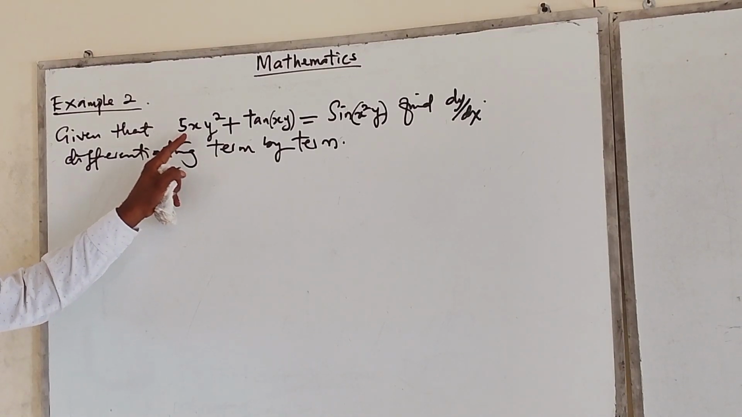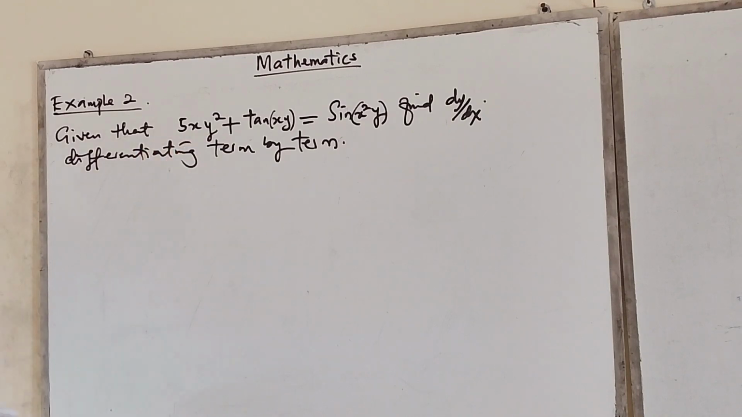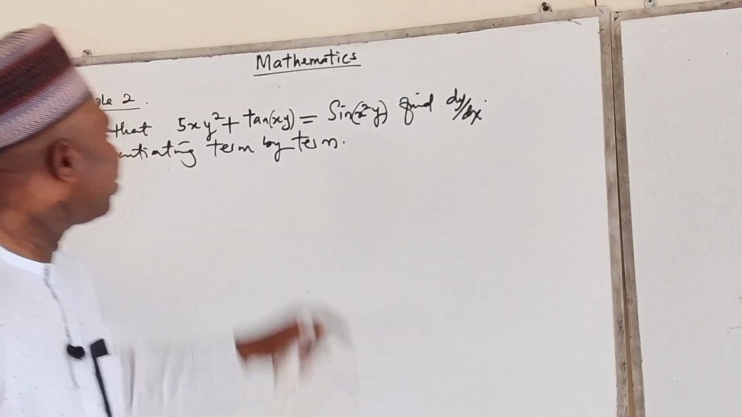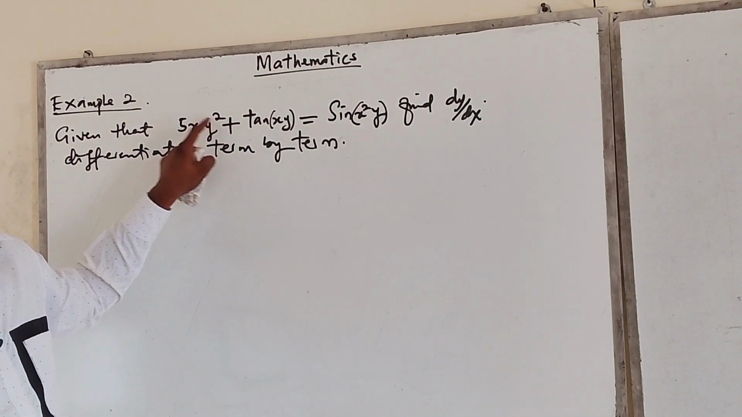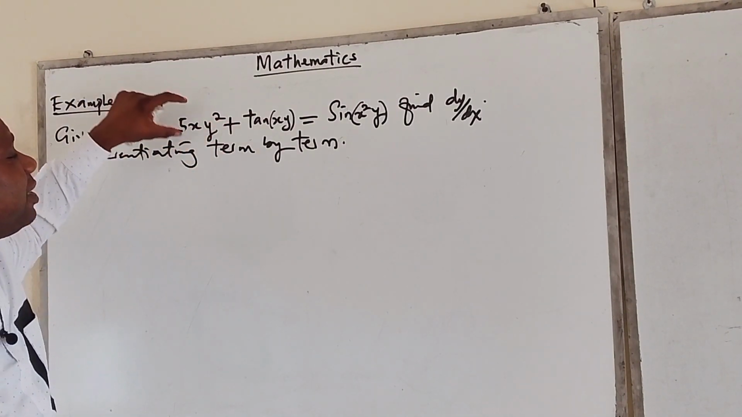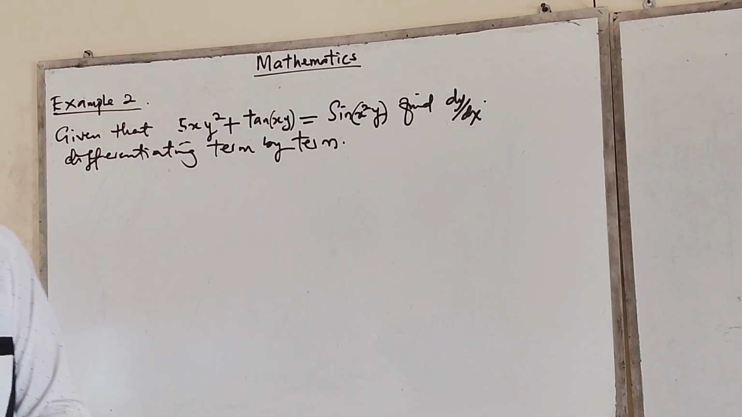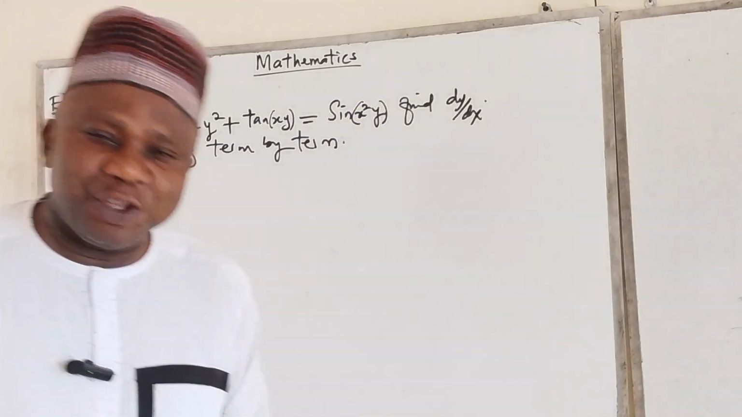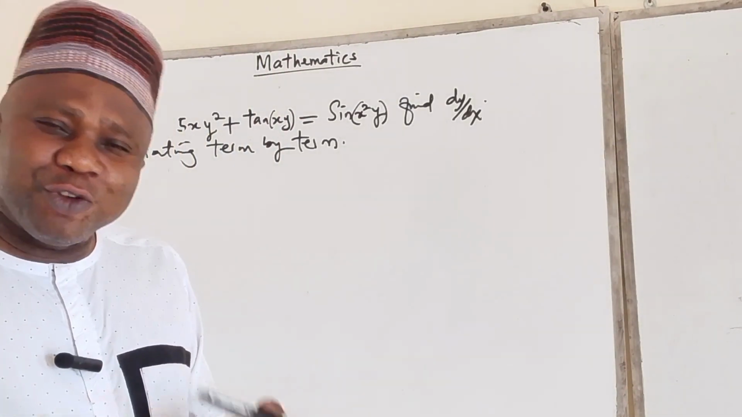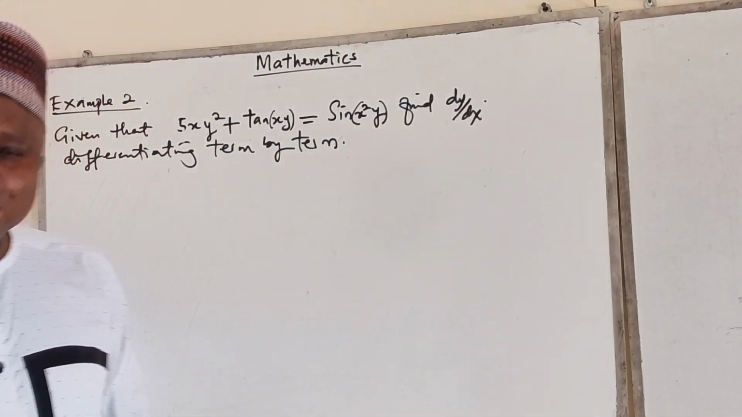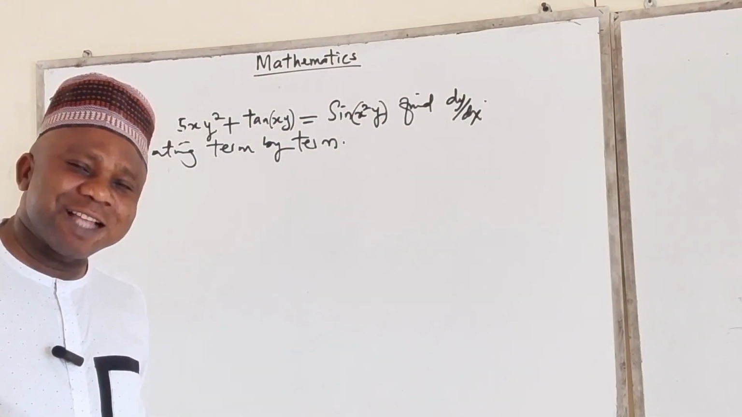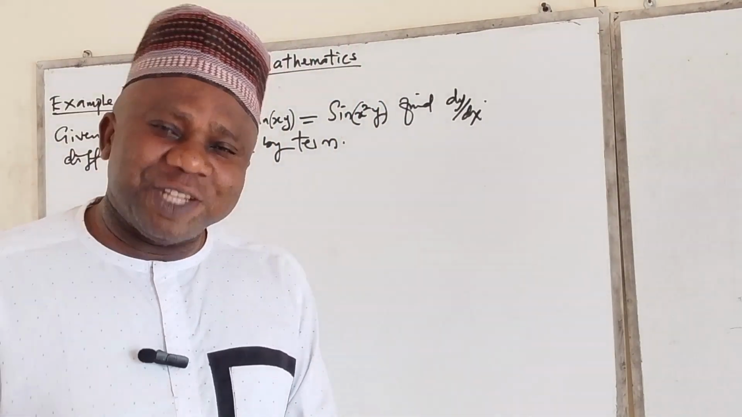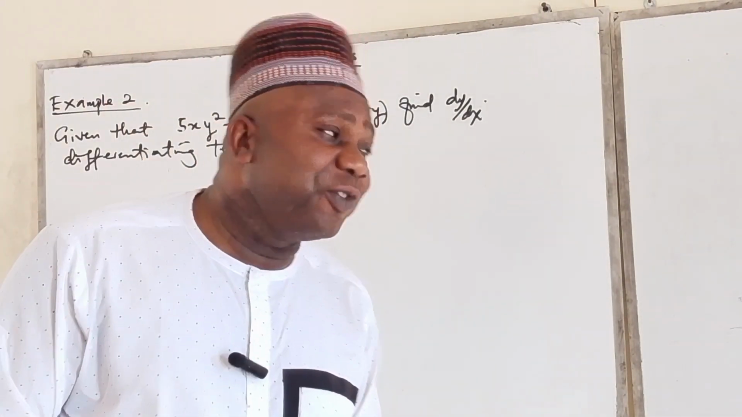We have 5xy squared. Now, if you look at this very closely, you will discover that 5xy squared is actually the product of 5x and y squared, or 5y squared and x. So it means here we are going to be applying the product rule. And remember what the product rule said, that if y is equal to uv, then dy over dx is v du over dx plus u dv over dx.